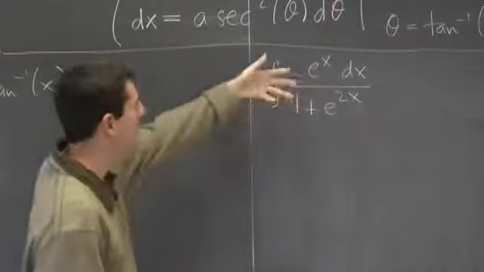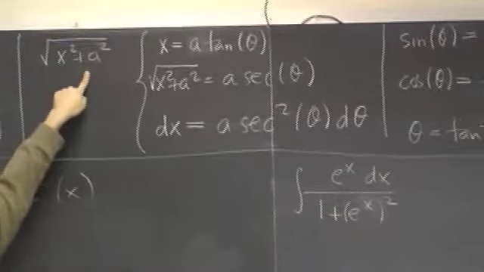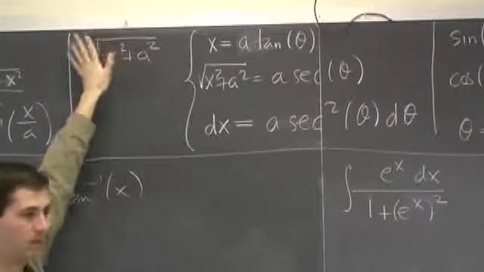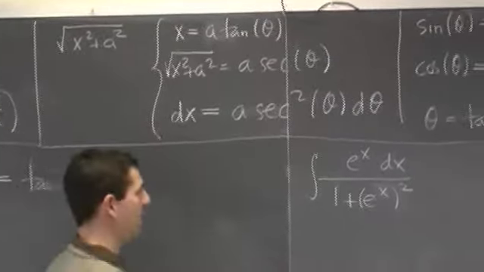But let me rewrite this e to the 2x for you. You can pretend that e to the x is itself a variable. And so you really have something like 1 plus a variable squared. So you're somehow right back into this case again, with, of course, the square root missing. But you might try it. Now, what this tells you is whatever your variable is, you set it equal to a tangent of theta.